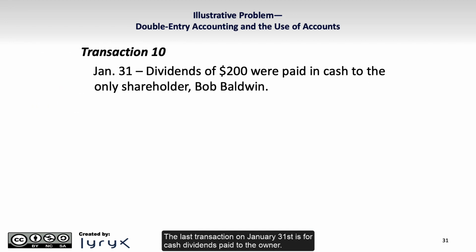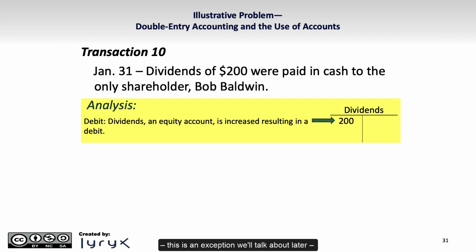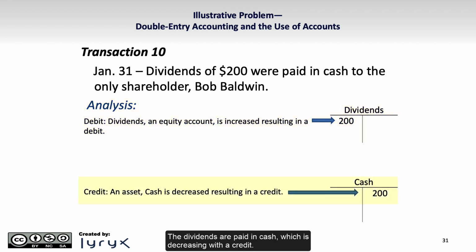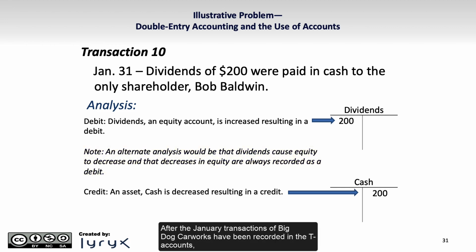The last transaction on January 31st is for cash dividends paid to the owner. Dividends are an equity account. However, its normal balance is always a debit. This is an exception we'll talk about later, and it is therefore increasing by $200 with a debit on the left side of the T account. The dividends are paid in cash, which is decreasing with a credit. You can also think of this in a different way, where dividends cause equity to decrease, and decreases in equity are always recorded with a debit.